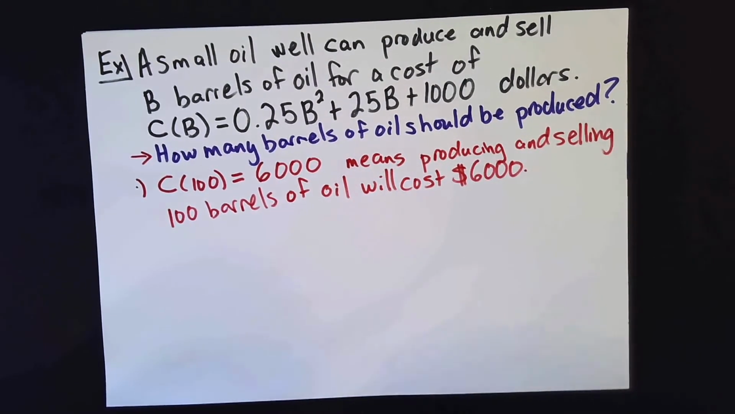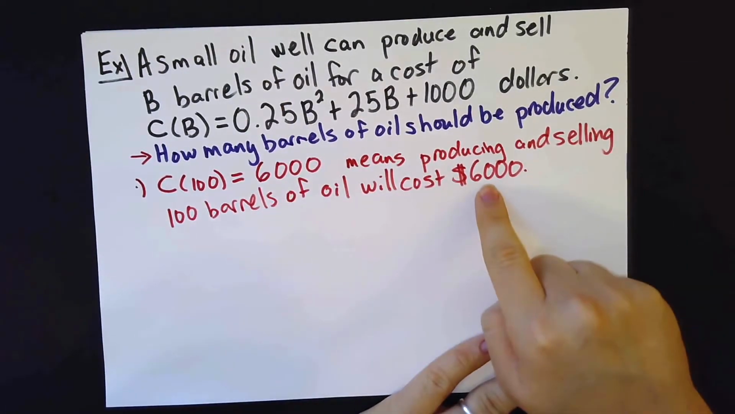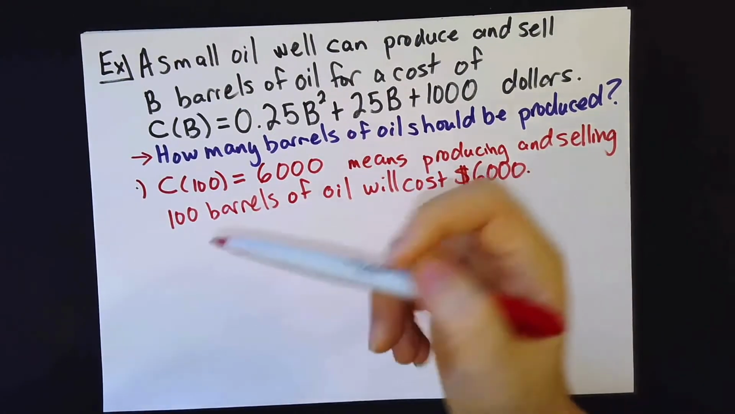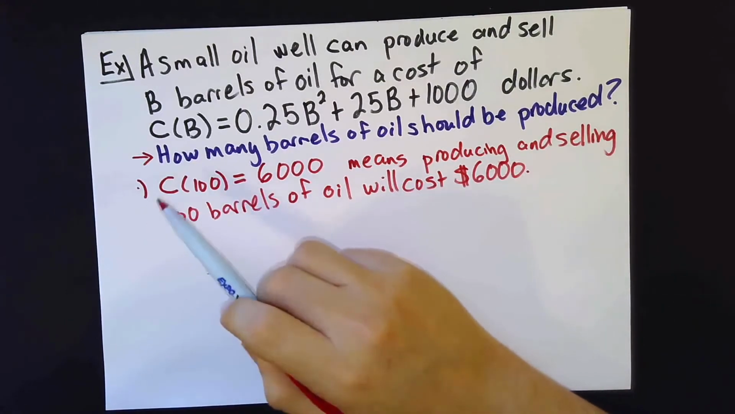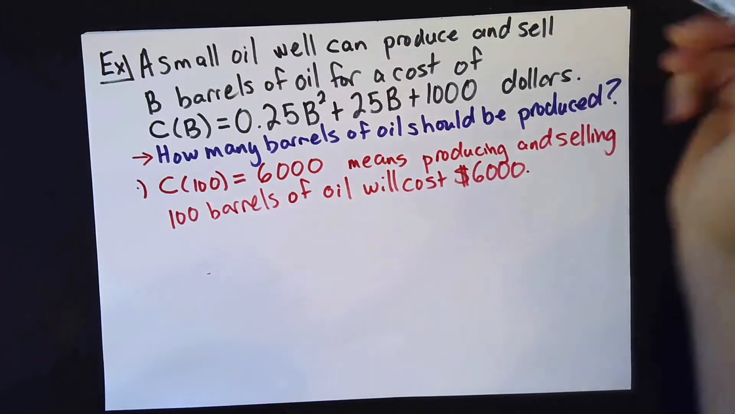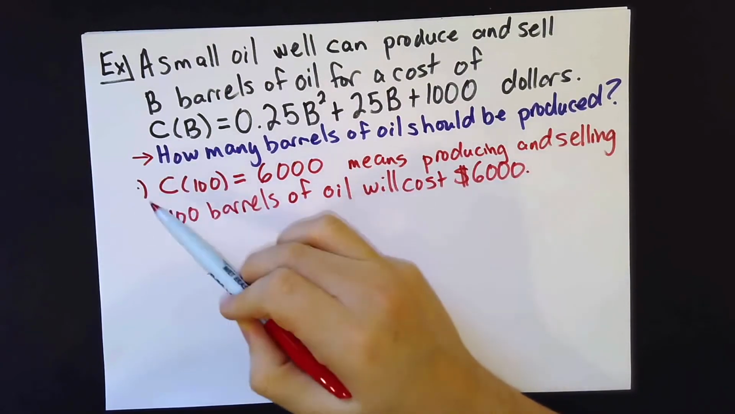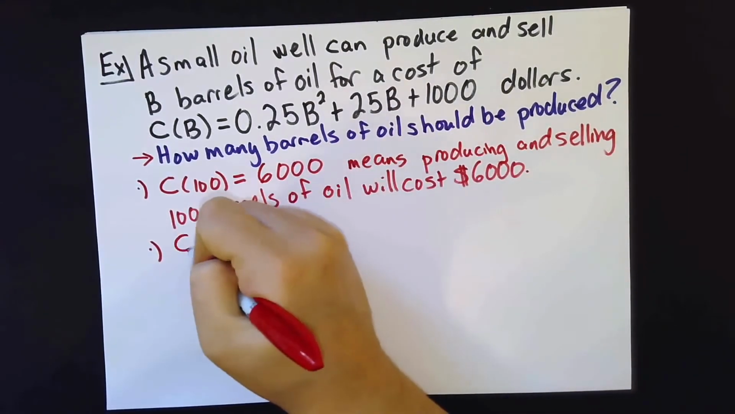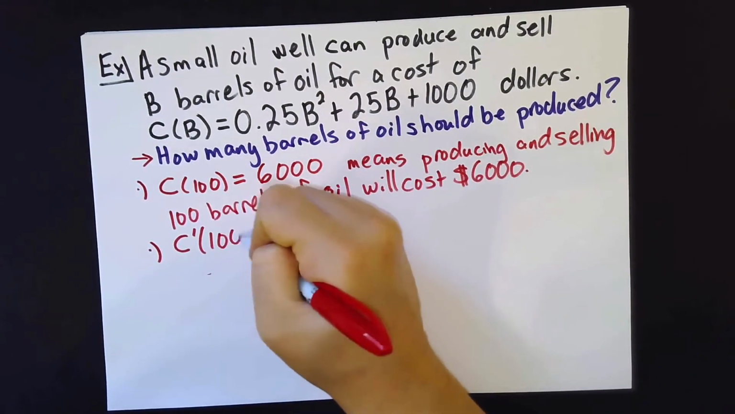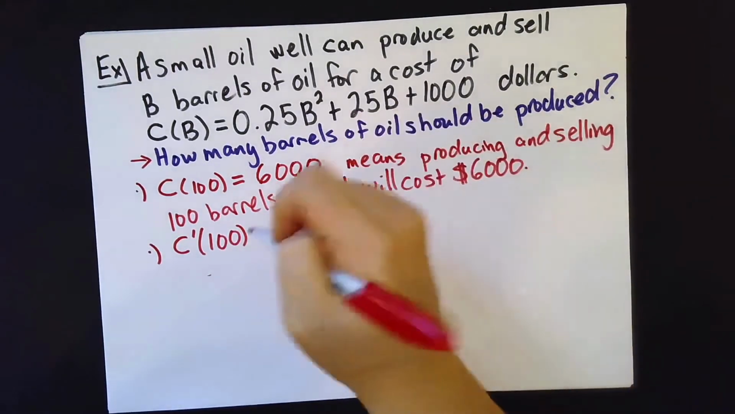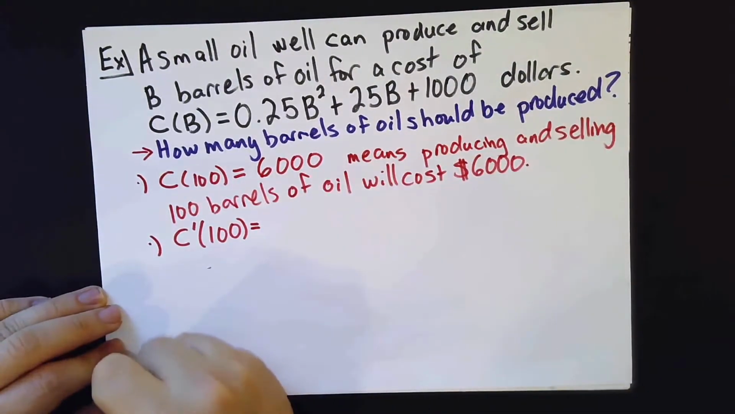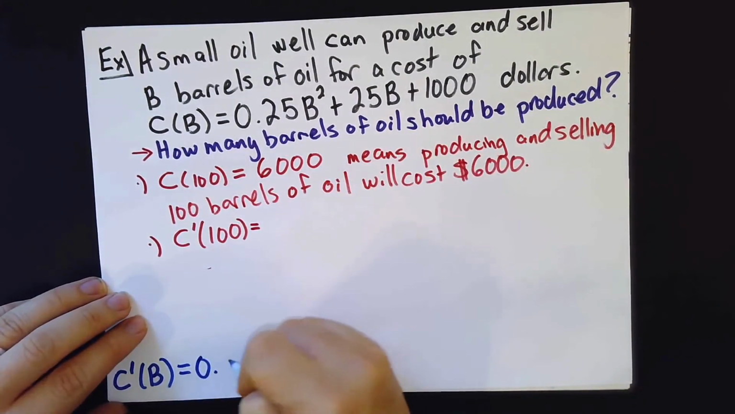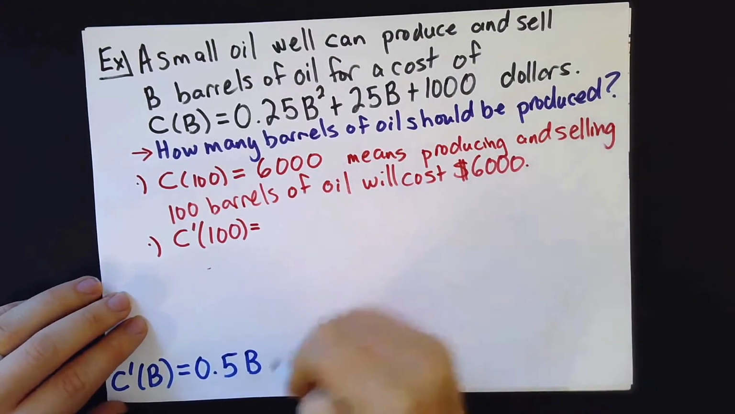Now, please note, because we're imagining we own the oil well, we want this number to be small, not big, because that's money we pay, not money we make. Now, it turns out that our decision about how many barrels of oil we should produce is really not tied directly to the cost function. It's really tied to the derivative of the cost function. So let's calculate C prime of 100. Now, to do that, I'm going to need to know what C prime is, but I can take the derivative here. C prime of b is 0.5b plus 25.